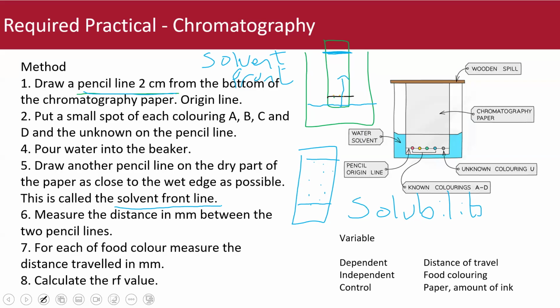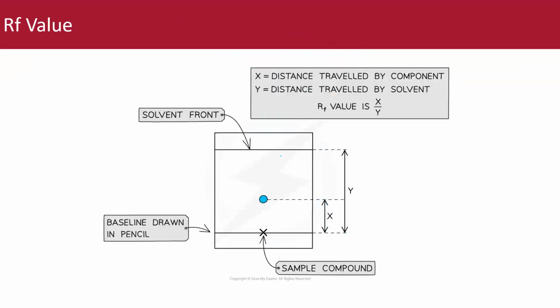So that is then where it ended. You then measure the distance between the two pencil lines. I'll show you that on the next picture. And then you can measure something called the RF value. So this diagram, the line at the bottom is your original pencil line. The line at the top is your solvent front.